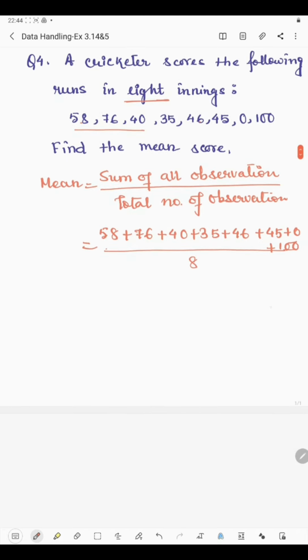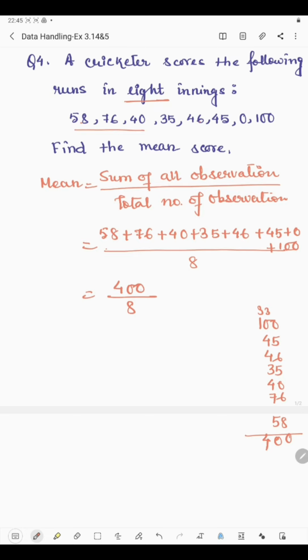So let us add this all. 100 plus 45, 46, 35, 40, 76, 58. Now 8 plus 6 is 14, 14 plus 5 is 19, 19 plus 6 is 25, then plus 5 is 30, 0, 3 carry. 4 plus 3 is 7, 7 plus 4 is 11, 11 plus 3 is 14, 14 plus 4 is 18, 18 plus 7 is 25, plus 5 is 30, 0, 3 carry, 3 plus 1 is 4. So it's 400 divided by 8.